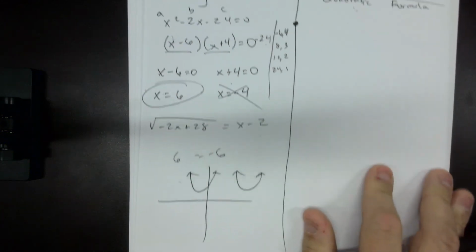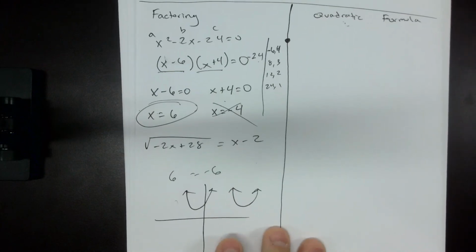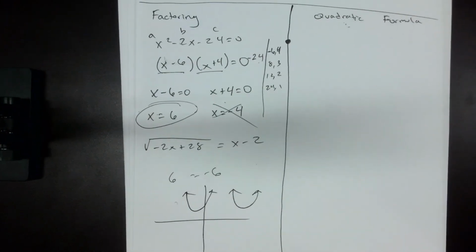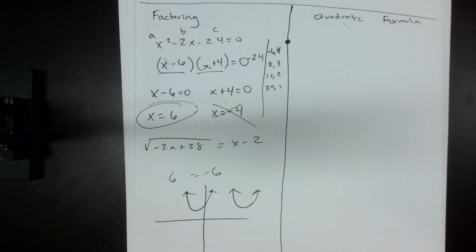The x-axis is where all the answers lie. That's why it's called the domain. The domain is the x-axis. It's where all the answers lie. All right, one more: the quadratic formula.